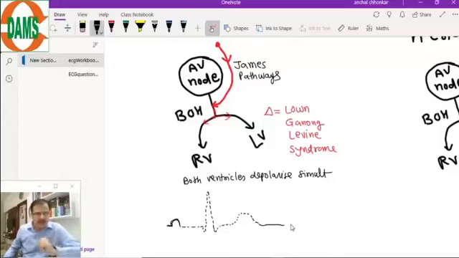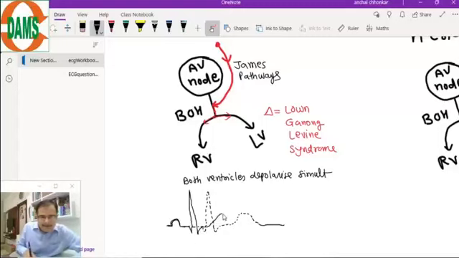So what happens in Lown-Ganong-Levine syndrome? The impulse from the atria goes very fast to the bundle of His, and both ventricles will be depolarized simultaneously. So what will happen? The QRS complex will come early. So this will be the ECG. The whole QRS complex will move towards the P wave along with its T wave.